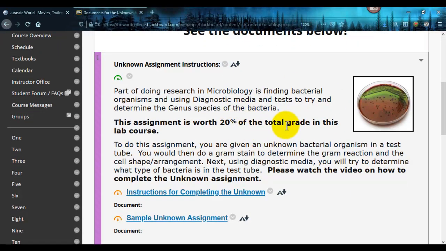So we have a little introduction. What we call an unknown is where you're given a tube of bacteria. You don't know what it is, and we're going to run a few tests and try to approximate what is inside the tube. And then you're going to write a short scientific paper on it. Scientific meaning you're basically going to answer questions in a certain order. It's not going to be a literature paper or anything like that.